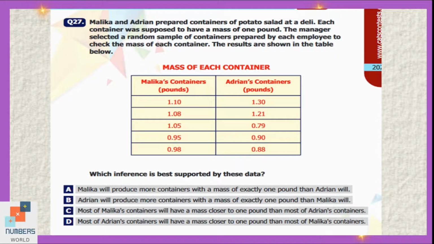Question number 27. Malika and Adrian prepared containers of potato salad at a deli. Each container was supposed to have a mass of 1 pound.